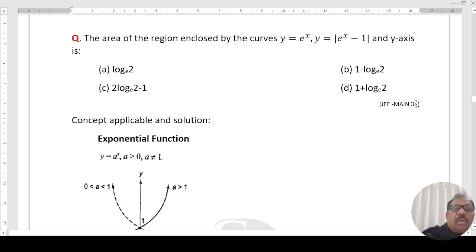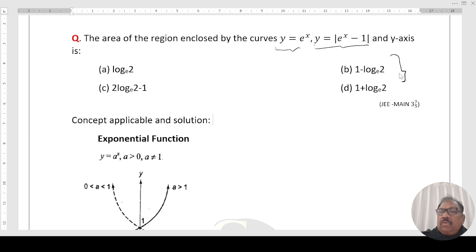Question is, the area of the region enclosed by the curves y equal to e to the power x, y equal to |e to the power x minus 1|, and the y-axis is. Four options are given to you. One of the options is correct. Question is taken from JEE-Main previous questions, right?